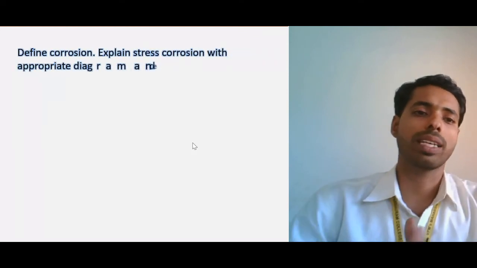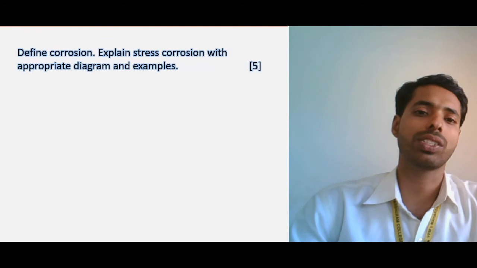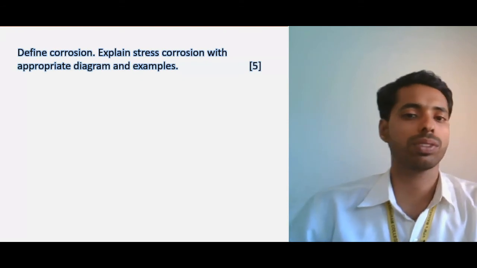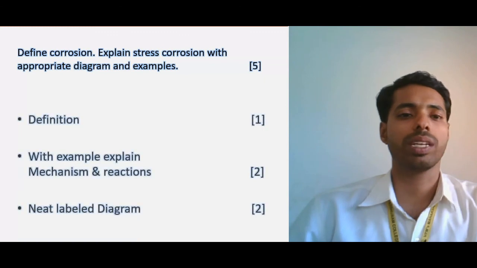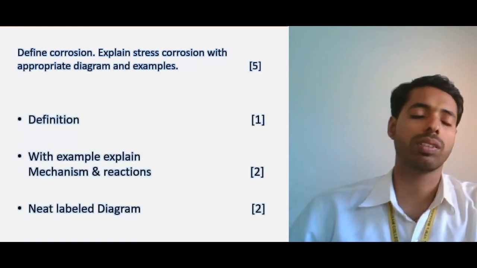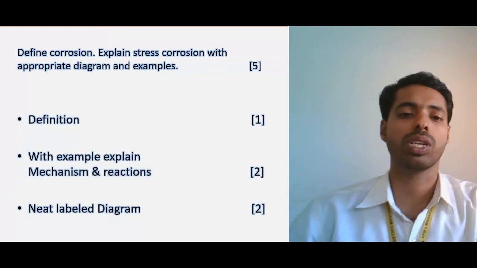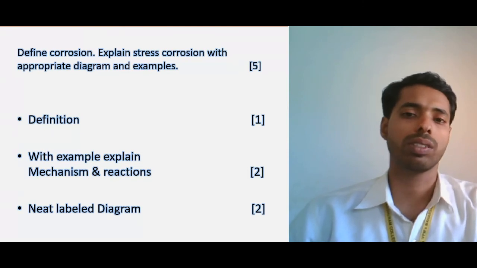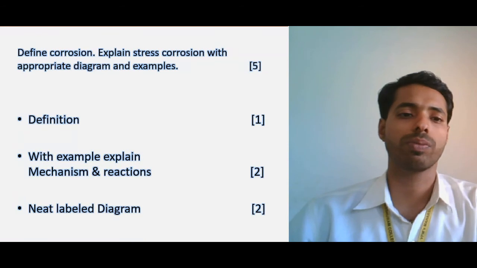A question can be asked like: define corrosion, and explain stress corrosion with appropriate diagram and examples. So you can define corrosion and explain with a suitable example the mechanism and reaction of this stress corrosion, and of course you need to draw the diagram to explain the mechanism.